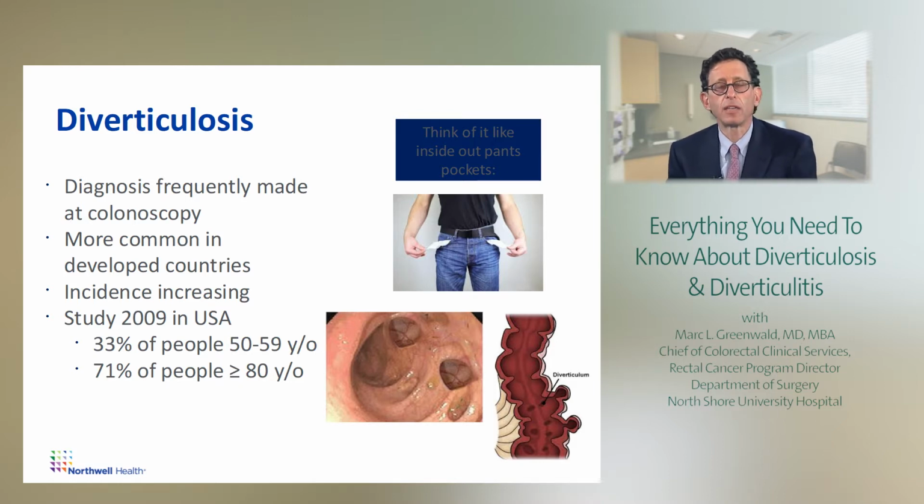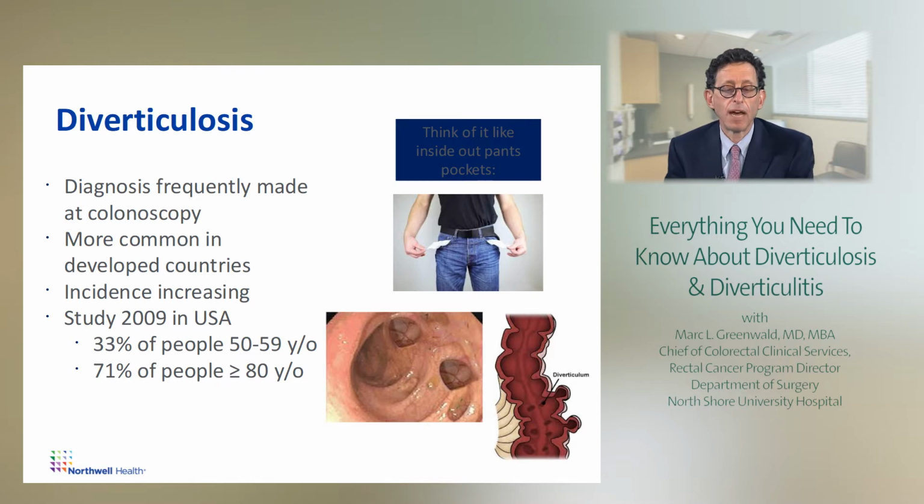Diverticulosis are little pockets, little weakenings in the wall of the colon. You can think of them as inside-out pants pockets. You can see that on this picture here. This picture here is a view using a colonoscope, and you can see the little holes that form inside the colon as these pants pockets. In this drawing, you can see these little pockets, again, that form. This diagnosis is typically made on colonoscopy.